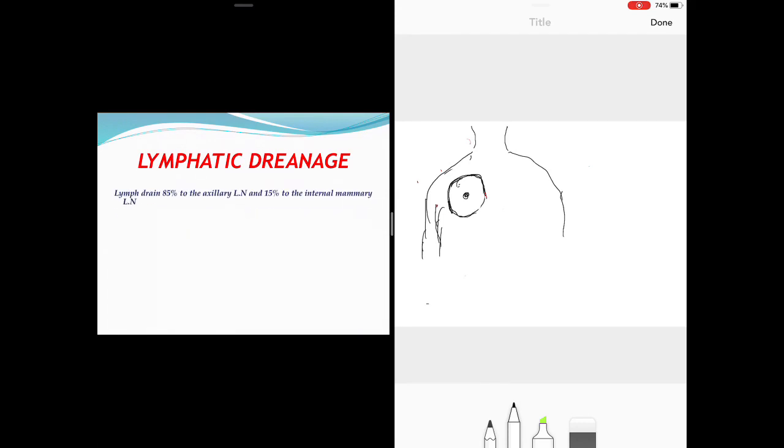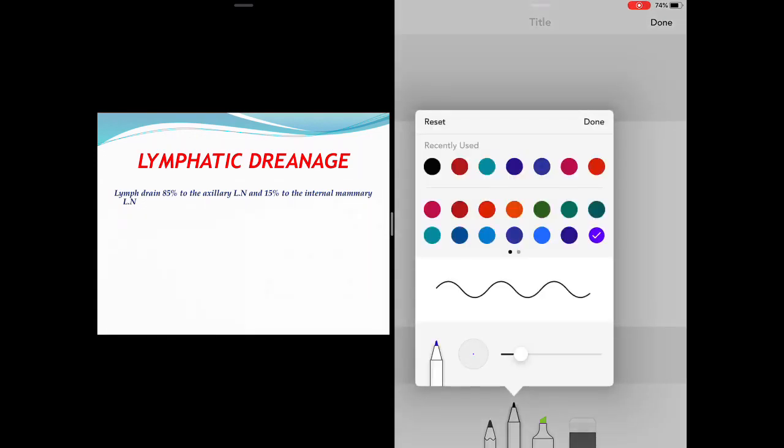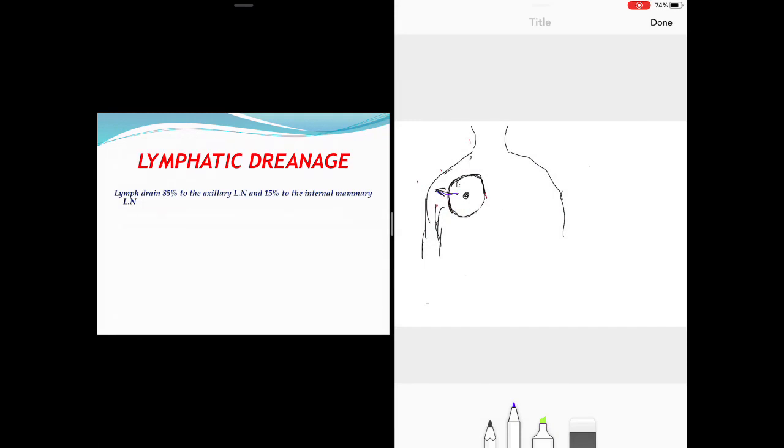About 85% of lymph from the breast goes to the axillary lymph nodes, and only 15% goes to the internal mammary lymph nodes.